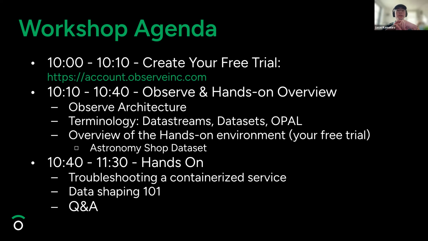And then we're going to go through an overview of the actual environment, right? The hands-on environment, which is really your free trial. All the data that we're seeing here is going to be based off of the OpenTelemetry Astronomy Shop application, right? So we're getting a lot of good metrics from there. And we're going to do a troubleshooting process on top of that, right?